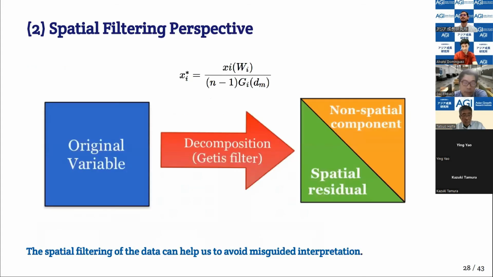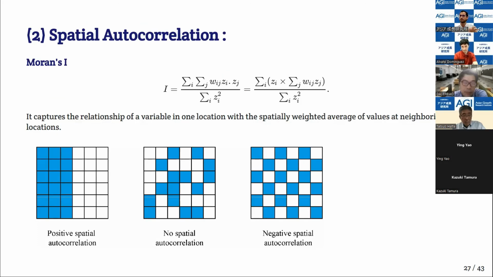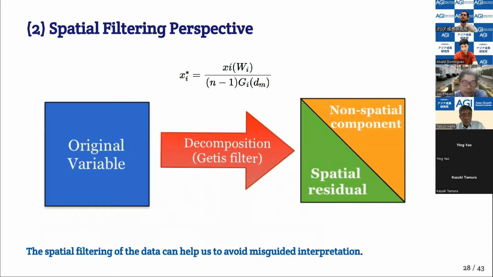Now, what is the Getis filter? The Getis filter wants to exploit the spatial autocorrelation of the data in order to remove it. How do you do that? You use this filter, in this case a spatial filter, which removes that spatial component, that neighbor component, meaning that it turns regions that have neighbors into isolated regions. So what would this region be without its neighbors? And this spatial filtering of the data can help us to avoid misguided interpretation.